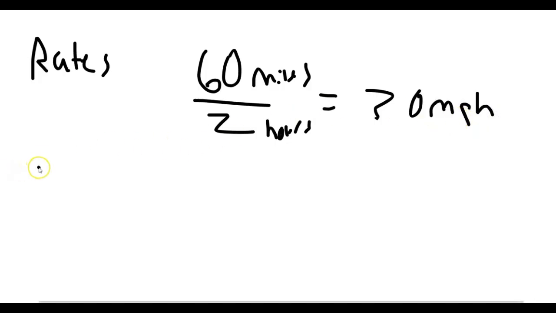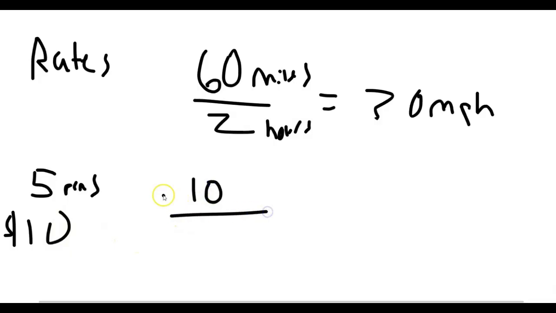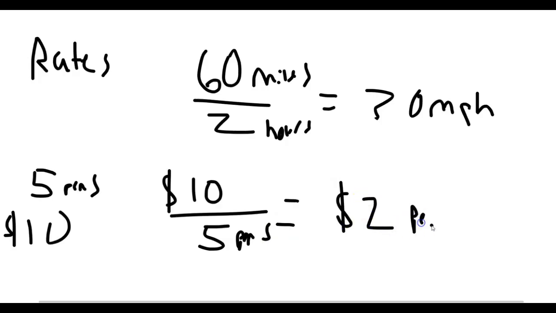Or we can do this. Let's say you're at the store and there's a pack of 5 pens for $10. So we would put the $10 on top in the numerator and put the 5 pens in the denominator. And so this rate would be $2 per pen.